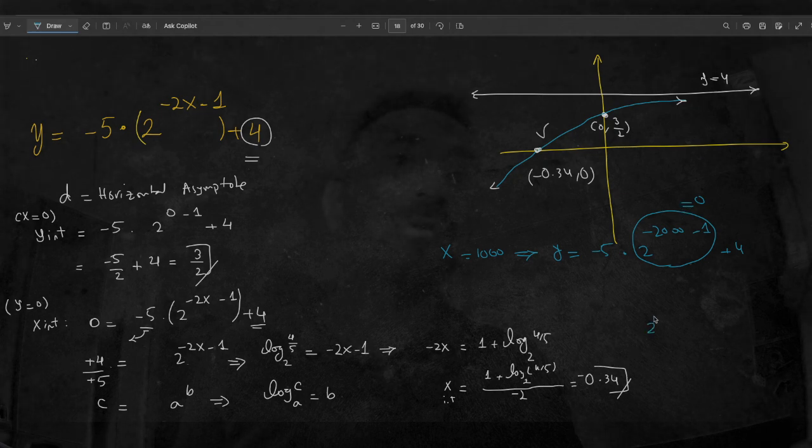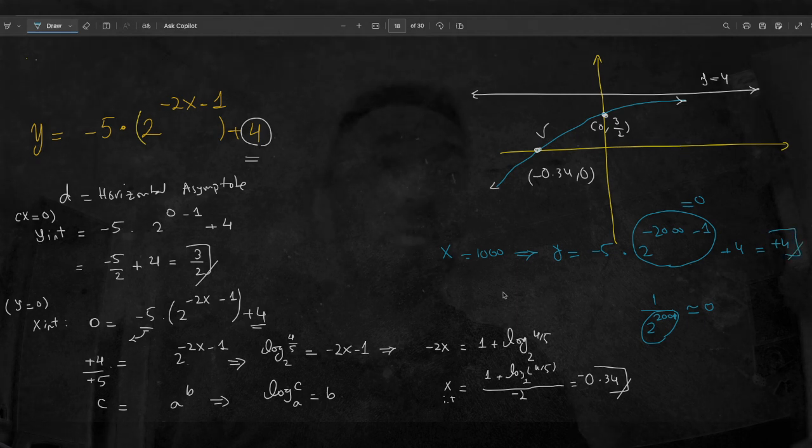Because 2 to the power of 2001 minus, if it goes down to the denominator, it's going to be a very big number. 1 over a very big number is almost equal to 0. 0 times minus 5, 0. 0 plus 4 is going to give you 4.